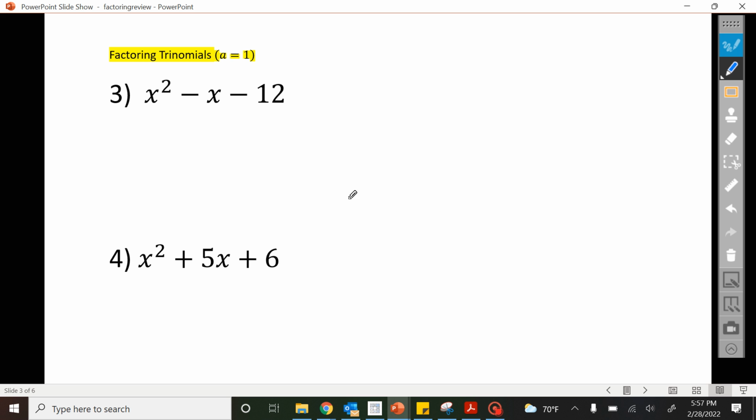Next, we want to look at how to factor trinomials. All right, so the key to factoring these is to factor by grouping. So in the top here is a times c. So in this case, 1 times negative 12 is negative 12. And the bottom here is b, so that's negative 1. We're looking for numbers that multiply to negative 12 and add to negative 1. That's negative 4, positive 3.